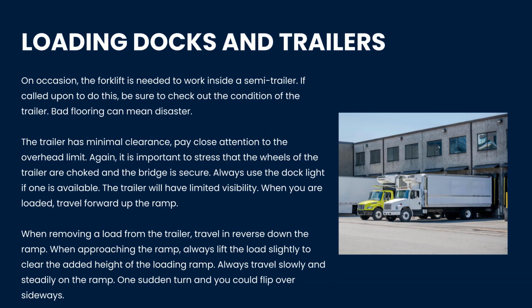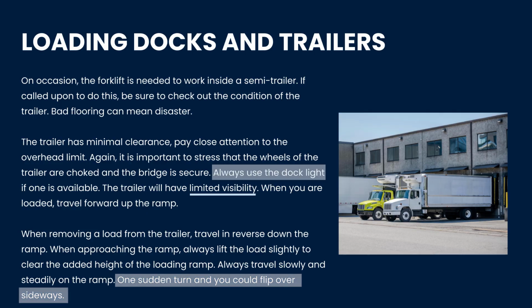When operating inside a semi-trailer, first inspect the trailer floor because weak or damaged flooring can create a serious hazard. Watch the overhead clearance carefully, confirm that the trailer wheels are chocked and the bridge is secure, and use the dock light if one is available because visibility inside the trailer may be limited. When carrying a load, travel forward up the ramp, and when removing a load, travel in reverse down the ramp. Always move slowly and steadily on the ramp, because one sudden turn can cause a sideways tip over.